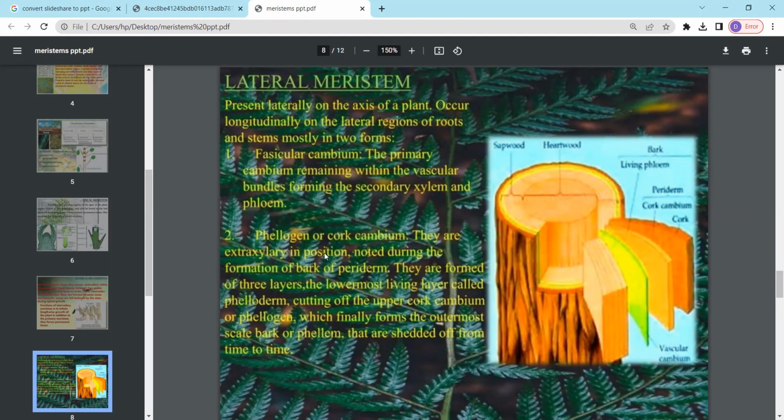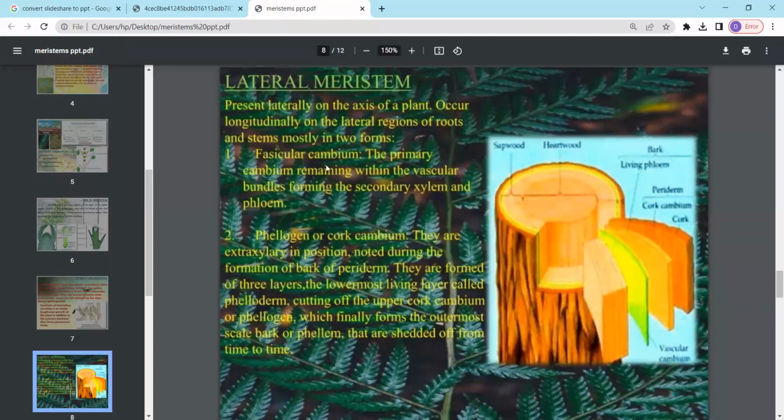Next one is phellogen or cork cambium. Another example of lateral meristem is phellogen or cork cambium. They are extraxylary, that is, they are present outside the xylem, and are involved in the formation of bark or the periderm. They are formed of three layers: the lowermost living layer called the phelloderm, the cork cambium or phellogen, and the outermost scaly bark or phellem, which is shed off from time to time.